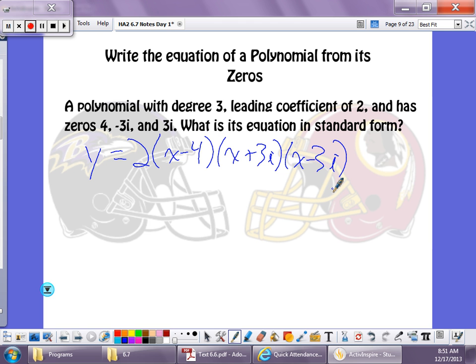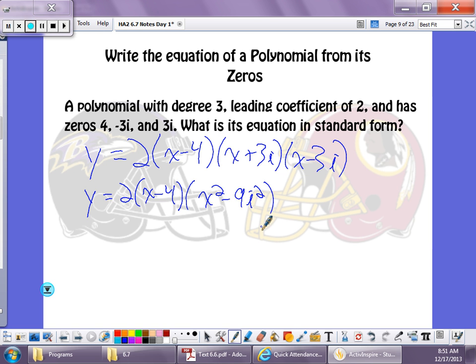So what do you notice about this part here? What is that? Right? Difference of squares. That's a difference of squares. So now all I have to do is simplify, just like we did before. So I have 2 times x minus 4. This is going to end up being x squared minus 9i squared, because it's a difference of squares. If you wanted to, you could FOIL that and you'd get the same answer.